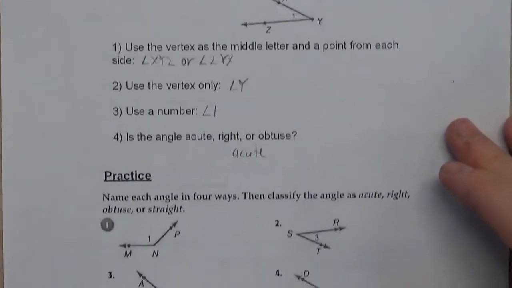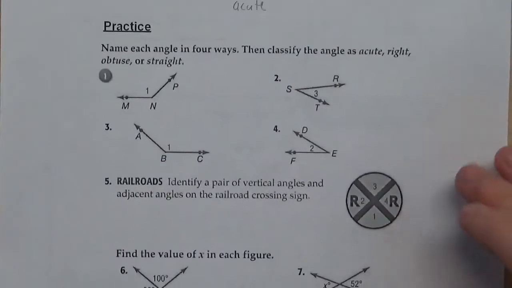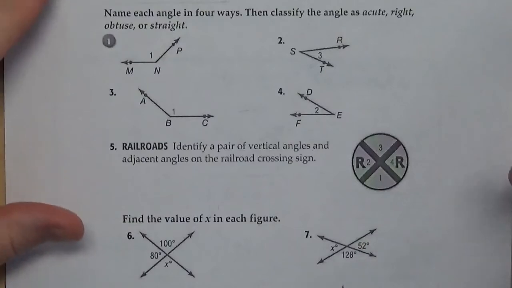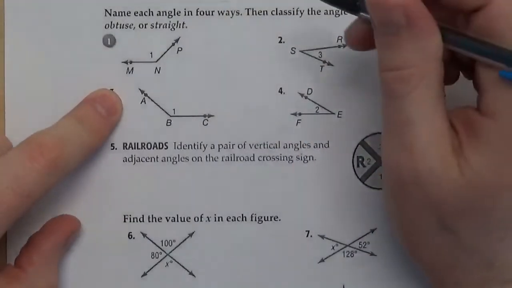All right, let's do a little practice with this as we wrap things up today. It says name each angle in 4 ways, then classify the angle as acute, right, obtuse, or straight. Some of these could be a straight angle as well. So number 1, I'm not sure if we'll do all of these. We'll just kind of see how things go. But number 1, and we're going to name it in 4 ways.